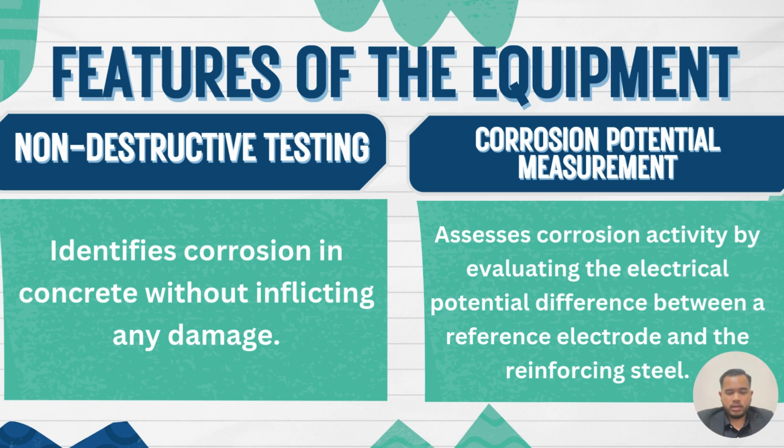Features of the equipment. The first one is non-destructive testing. Identifies corrosion in concrete without inflicting any damage. Second one is corrosion potential measurement. Assesses corrosion activity by evaluating the electrical potential difference between a reference electrode and the reinforcing steel.